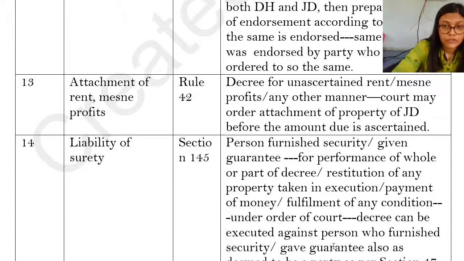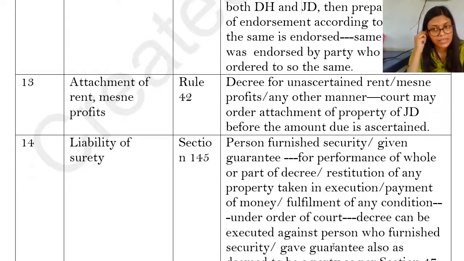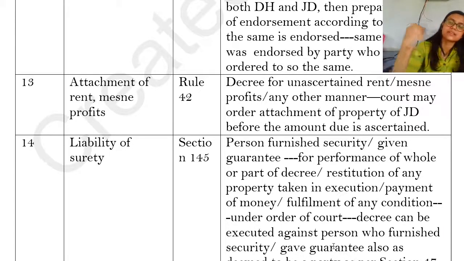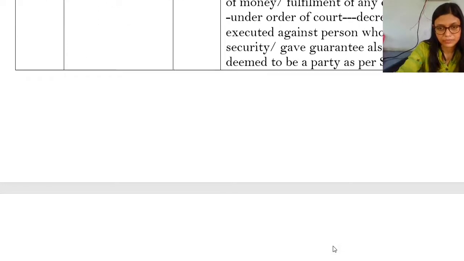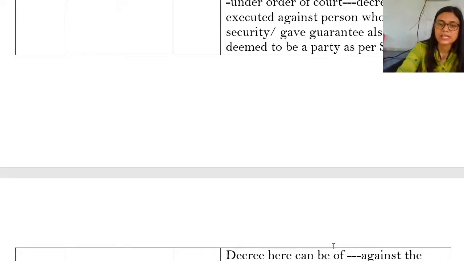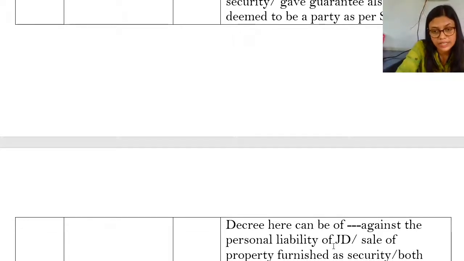Now, what could be the liability of a surety in such a situation? If a person had furnished some security or given a guarantee for performance of the whole or a part of a decree, or for restitution of any property taken in execution, or payment of money, or for fulfillment of a condition, then under the order of a court, the decree can also be executed against such a person, and he will be taken to be a party as per section 47. And the decree here can be against the personal liability of the judgment debtor, or sale of the property furnished as security, or both.